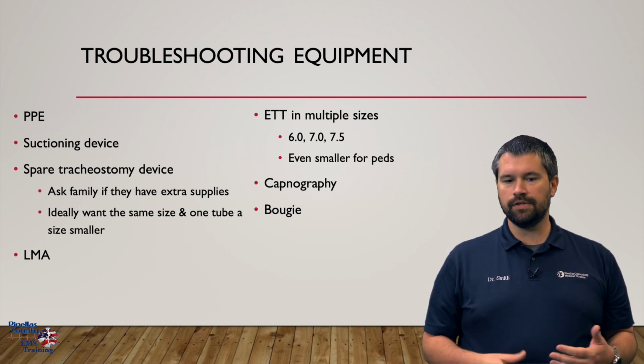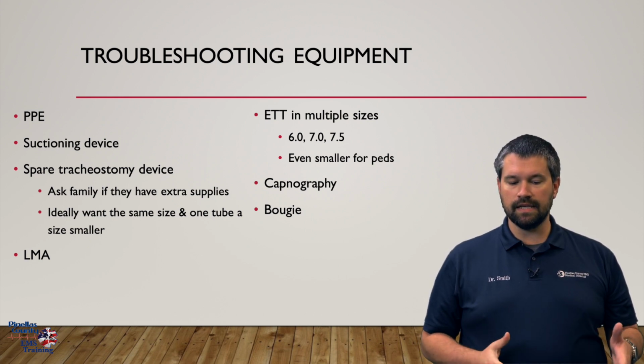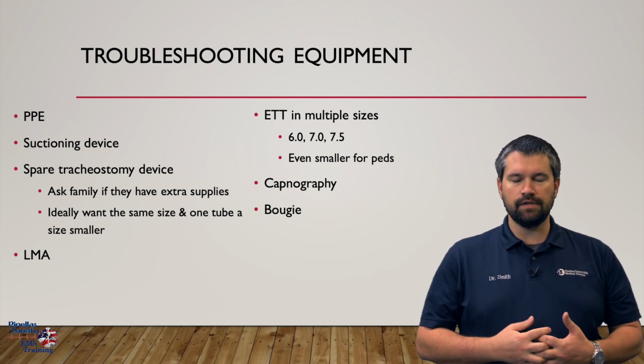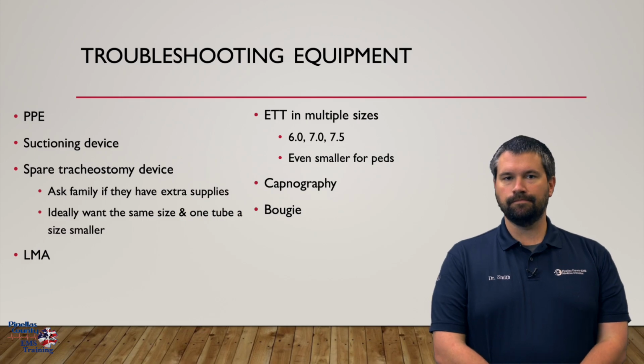You also want to have rescue devices such as an LMA. You want to have endotracheal tubes. You want multiple sizes, usually from a 6 to a 7.5, even smaller for our pediatric patients with tracheostomies. You want to ensure capnography and bougie as well.